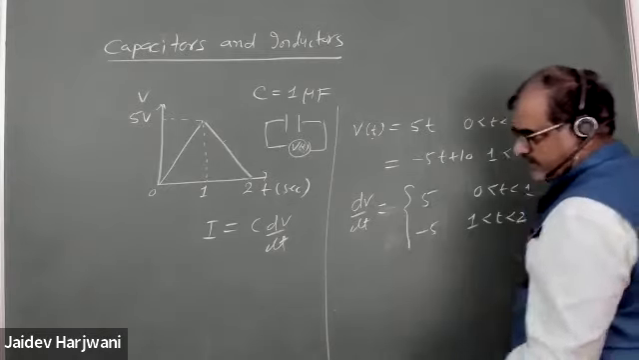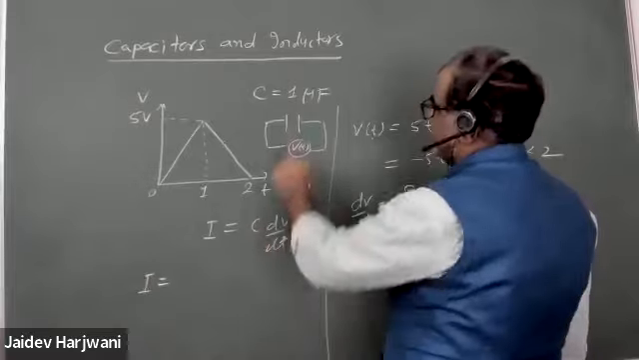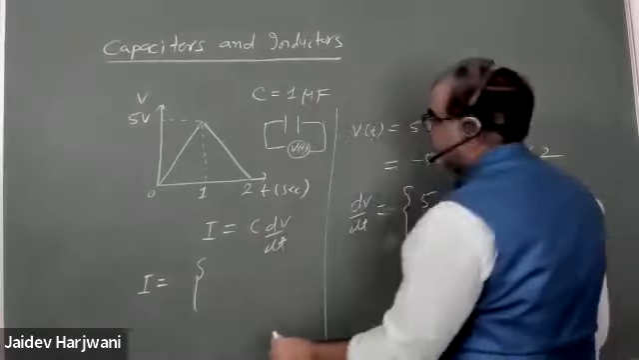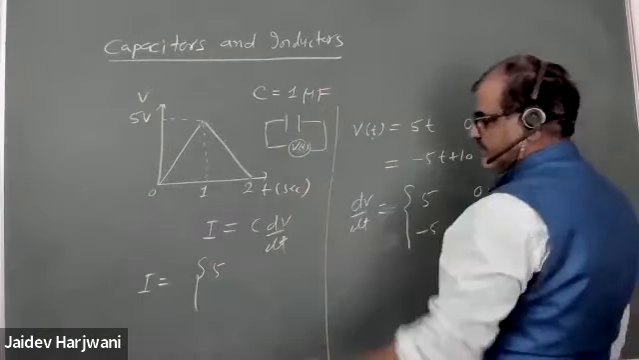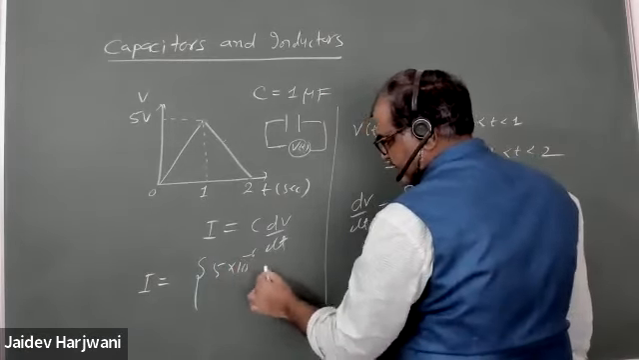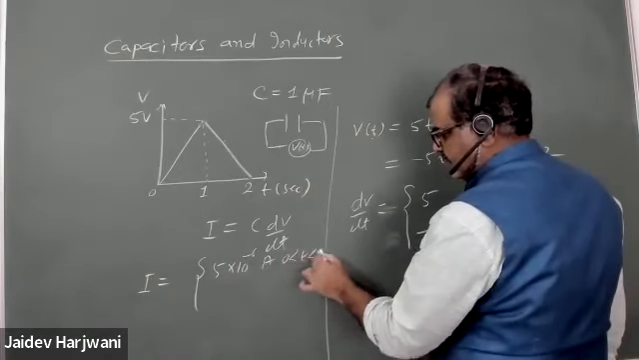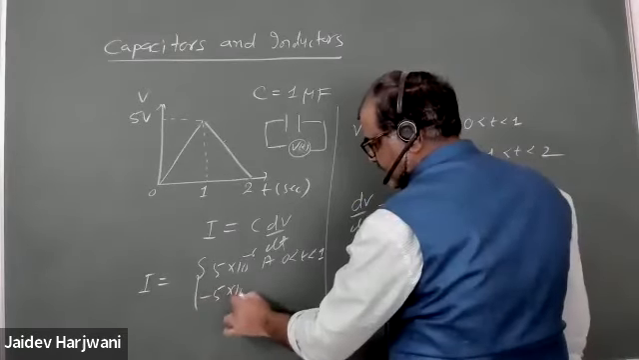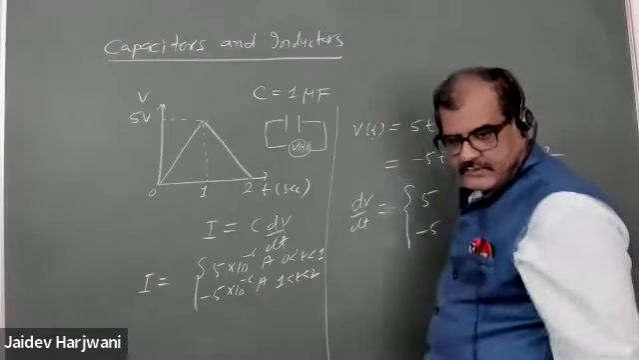Now if I want the current, current is simply I equals C dV by dt. So I have to multiply by C, and C is 1 microfarad. So my I will be 5 microampere, 5 into 1 microfarad. So this will be 5 microampere for the period 0 to 1 second, and this will be minus 5 into 10 to the power minus 6 ampere from 1 to 2 seconds.